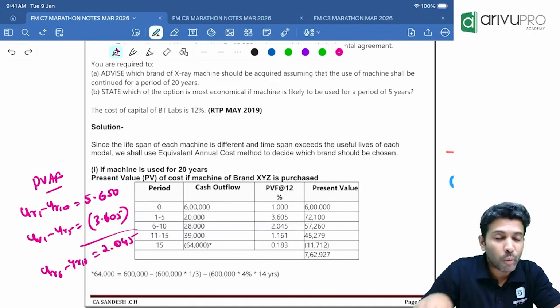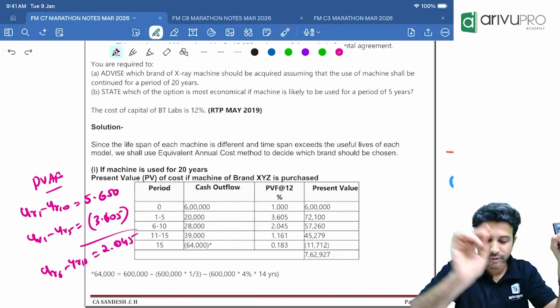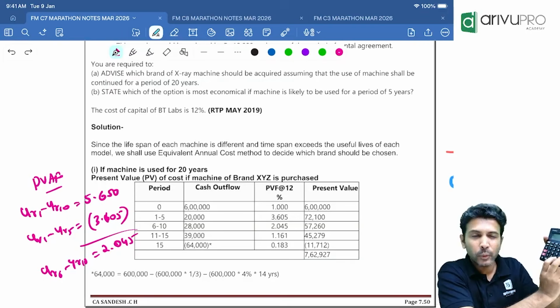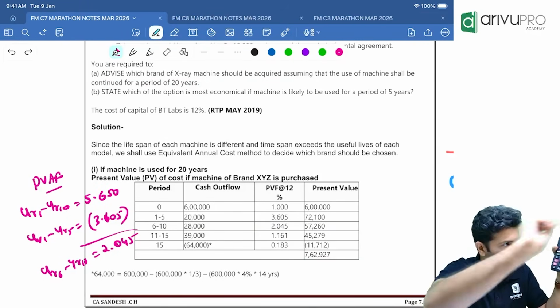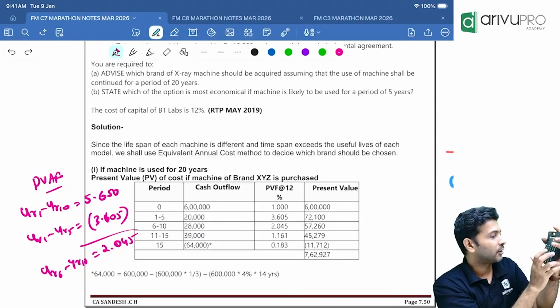We want it from which year to which year? Year 6 to year 10, at 12%. So 1 divided by 1.12. Press the equals button 5 times first. Only 5, because we need it from the 6th year, right? First press equals 5 times.